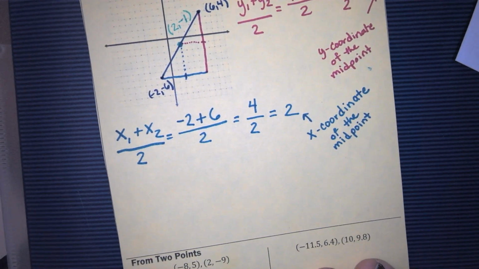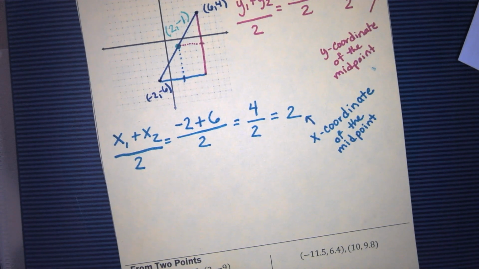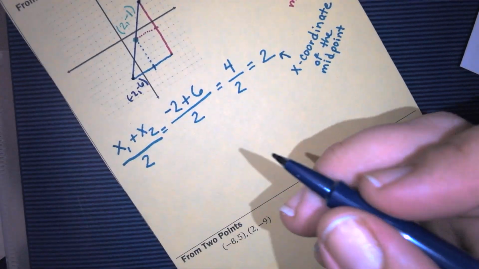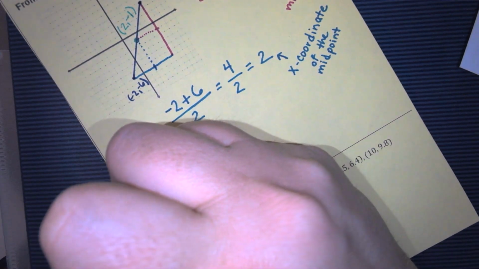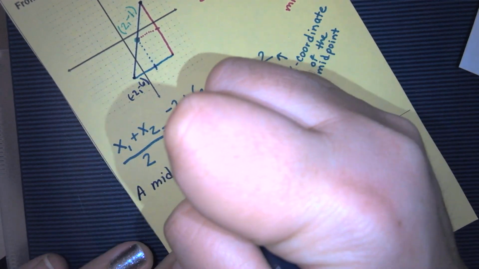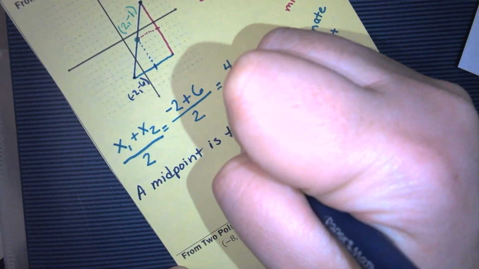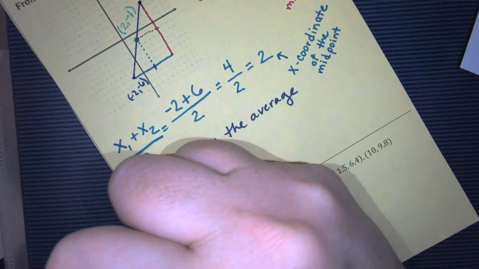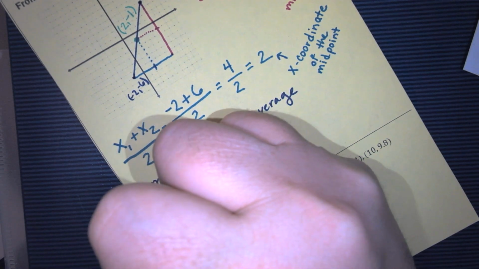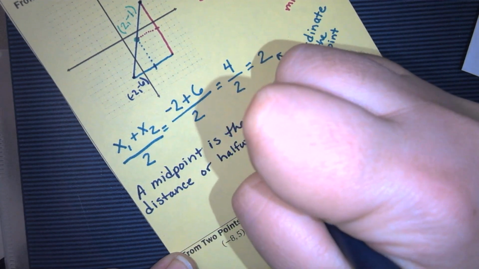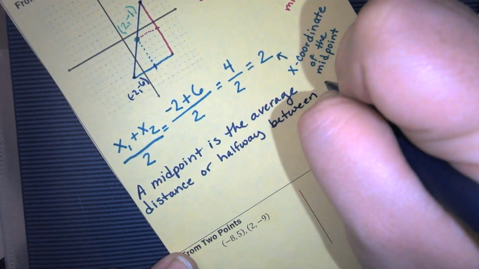So let's write a quick definition right here, and we'll write the formula as a whole down here as well. A midpoint is the average distance or halfway between 2 points.